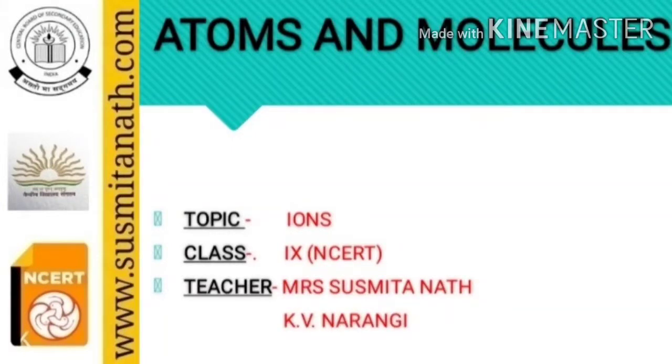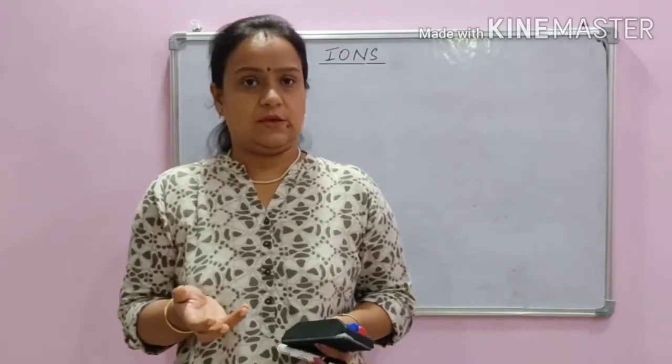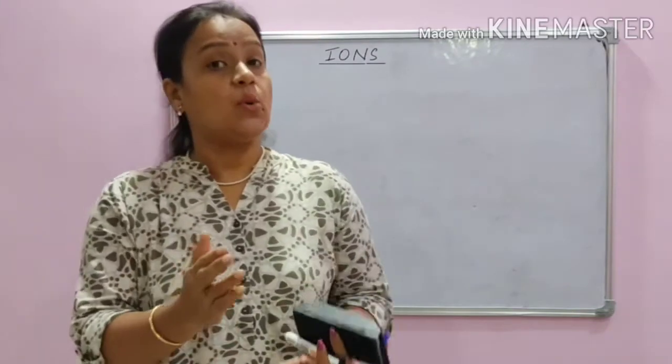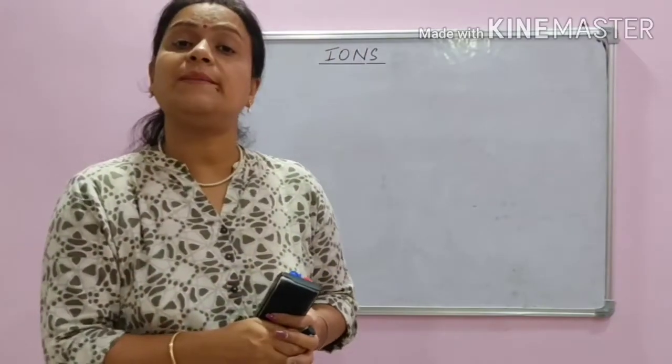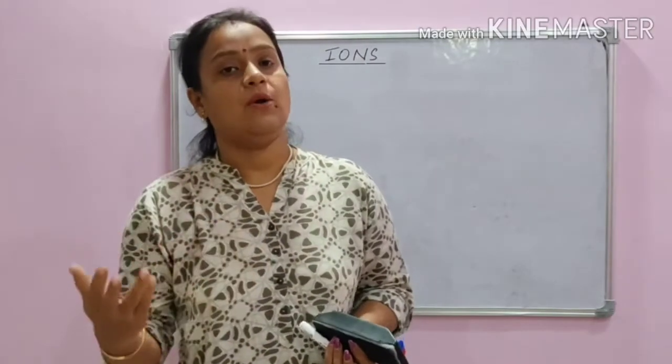Come, let us start. Ions. Ions are charged particles, or we can say when an atom attains a charge, it becomes an ion. So as we know, atoms are electrically neutral. If we talk about an atom, it has an equal number of protons and electrons. That means equal positive and negative charge. So an atom is electrically neutral. Now, when there is an imbalance between positive and negative charges, then an atom attains a charge. And such charged atoms are called ions.